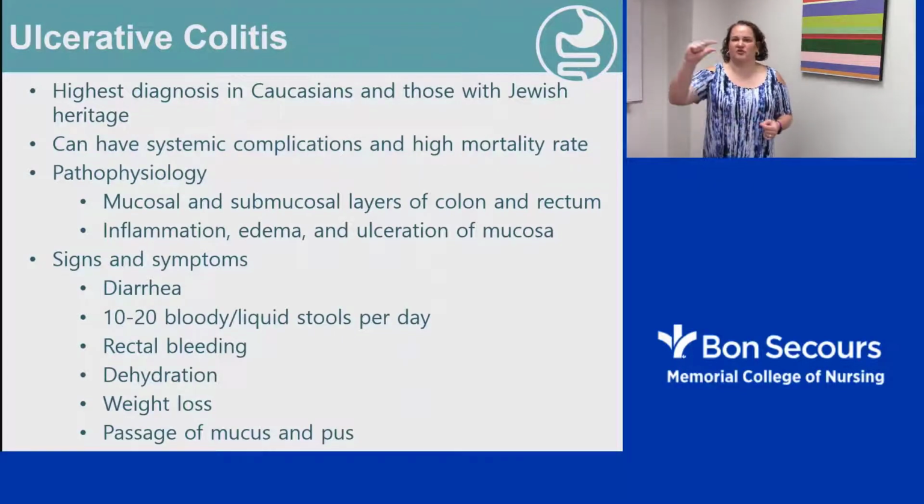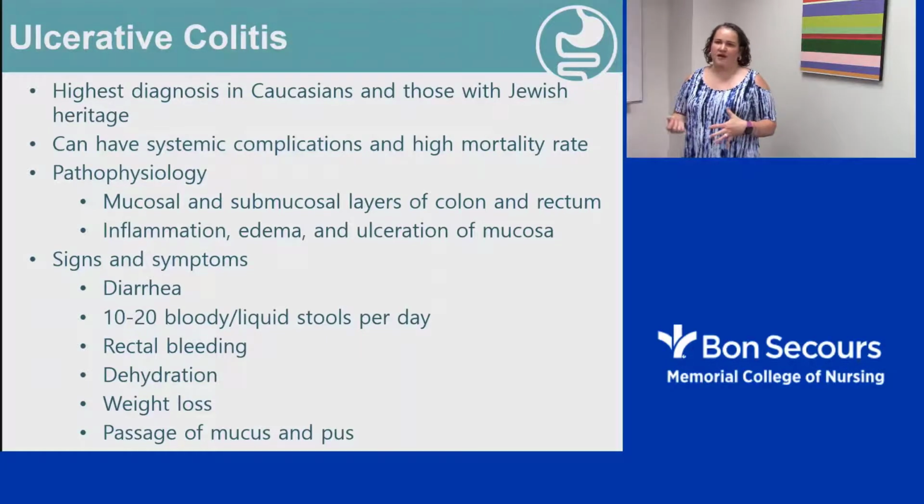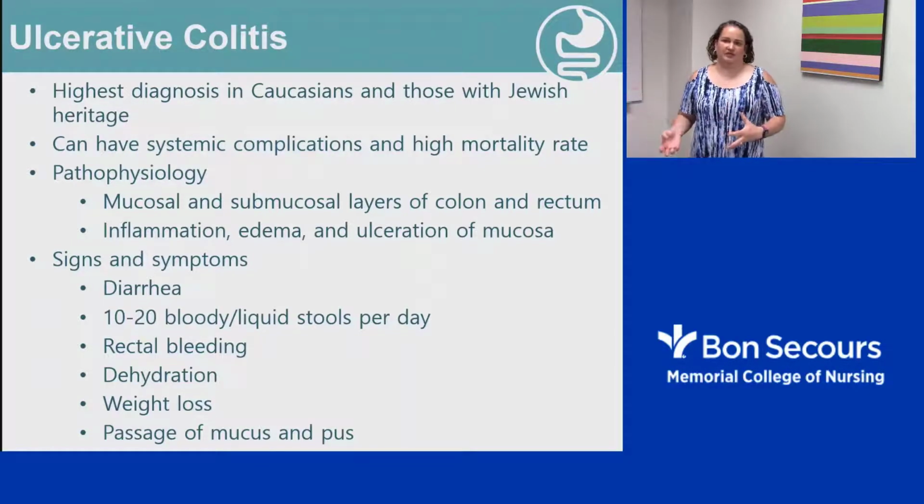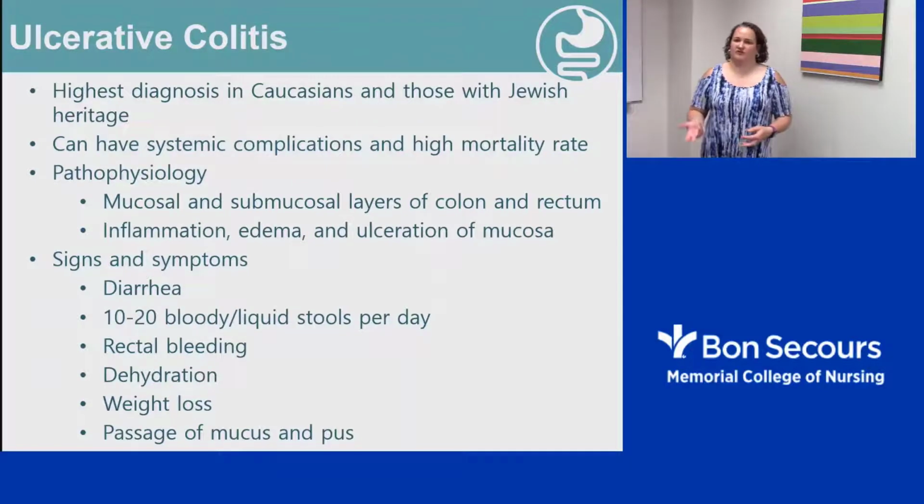Pathophysiology, remember, first 2 layers, that inside mucosal layer, and then right underneath of that of the colon and the rectum. So you're having swelling, irritation, swelling, and ulcerations. You're going to have blood associated with this. Signs and symptoms: a lot of diarrhea, 10 to 20 bloody liquid stools per day. So losing a lot of fluid, they are at risk for dehydration and hypovolemic shock. Both Crohn's disease and ulcerative colitis can have a risk for that.